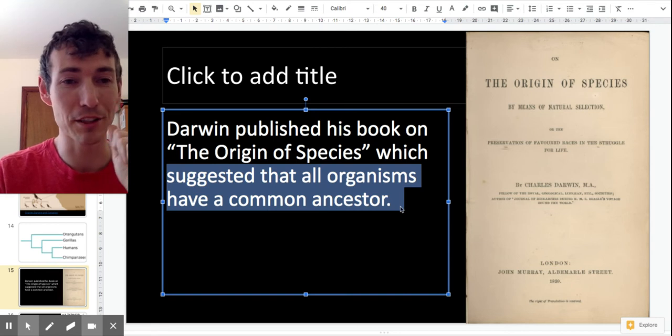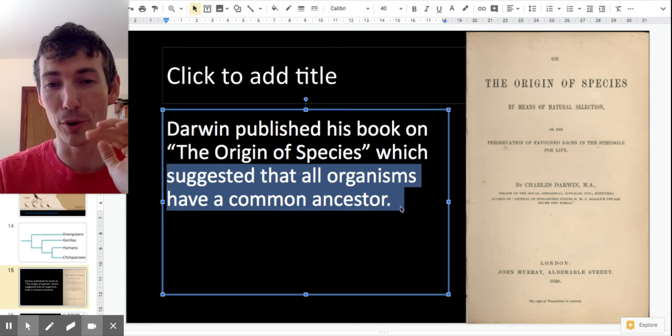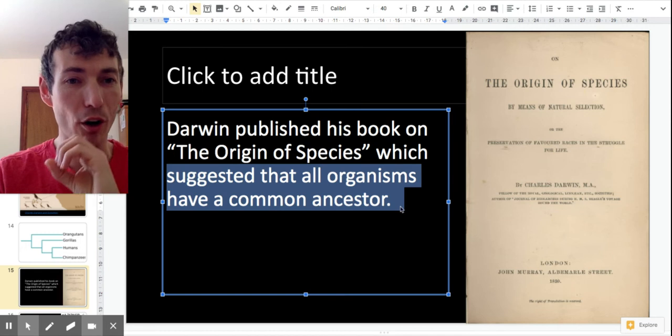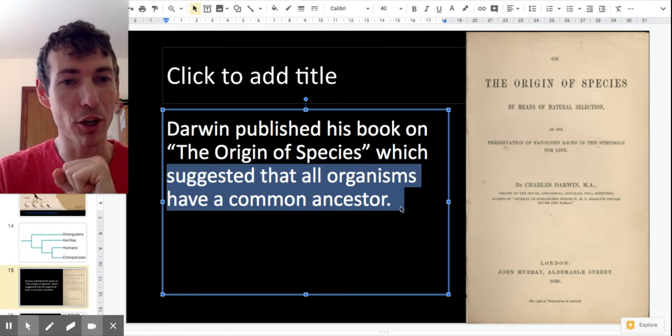So if you look outside your window again, all of those birds, all of those flies or bumblebees that you can see outside at the moment, the grass and the trees, we are all related. We all have a common ancestor.